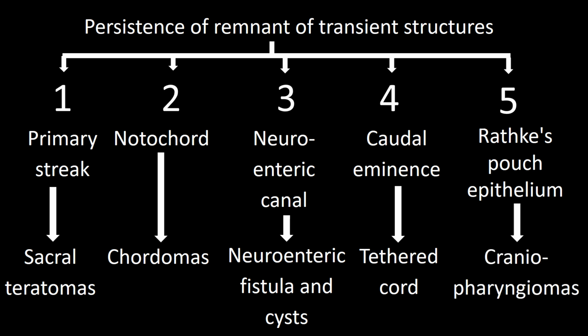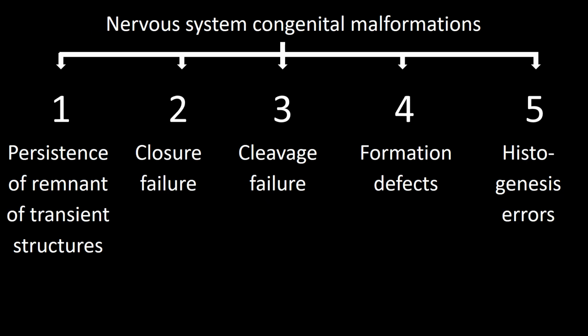The conditions produced by persistence of remnants of transient structures are discussed in other videos, hence they will not be addressed during this talk. So let's go back to the major nervous system congenital malformation chart. The next major type of malformation we will address is closure failure. Closure failure is further classified in relation to the extent of involvement.